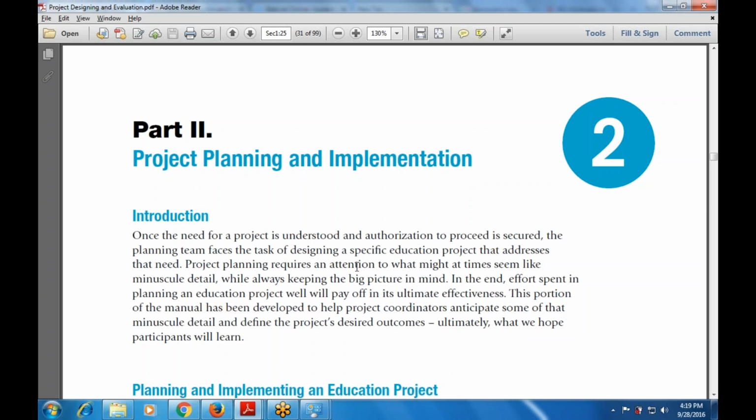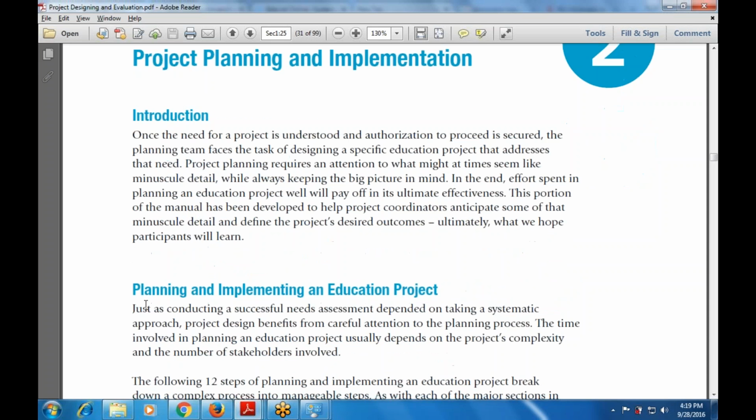And the project planning also requires attention to what might at times seem like small details, carried out with the big picture in mind. The effort spent in planning an education project will pay off in the ultimate effectiveness. This portion of the manual has been developed to help project coordinators anticipate some of the various tasks and define the project's desired outcomes. Ultimately, what we hope the participants will learn. So what is project planning, how it will happen, and how we can implement the project. So, project planning and implementation.